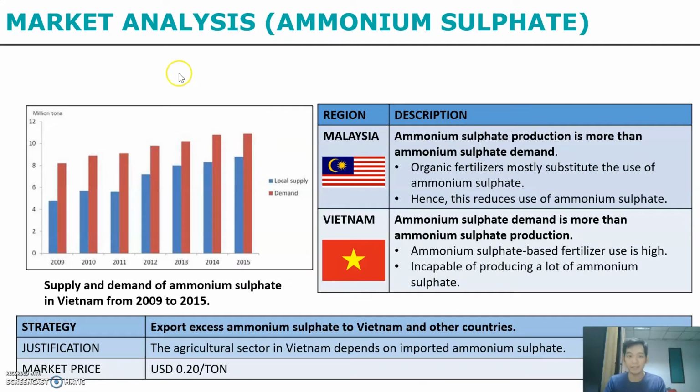Next, the market analysis in ammonium sulfate. In the figure below, it shows that Vietnam's demand for ammonium sulfate is more than its supply, due to high usage of ammonium sulfate in the farming sector. Malaysia's strategy is to export excess ammonium sulfate to Vietnam. This will help Vietnam to keep up with its demand in the agricultural sector. The market price of ammonium sulfate is 0.2 US dollar per ton.